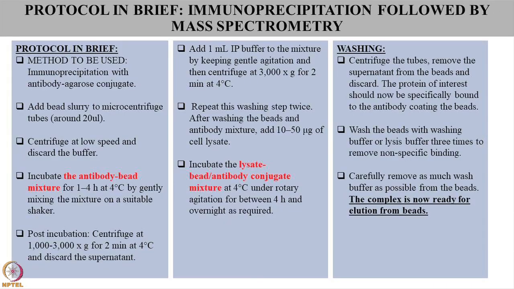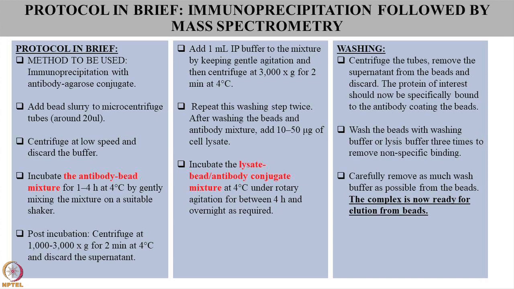So, the protocol in brief: first of all, we will use the bead slurry and decant off the buffer. Then the antibody mixture is incubated at 4 degrees for 1 to 4 hours. This is to ensure that the antibody is properly bound to the bead, because that's very important. That is what will pull. So you are sort of doing a pull down assay. We can also say that, right?